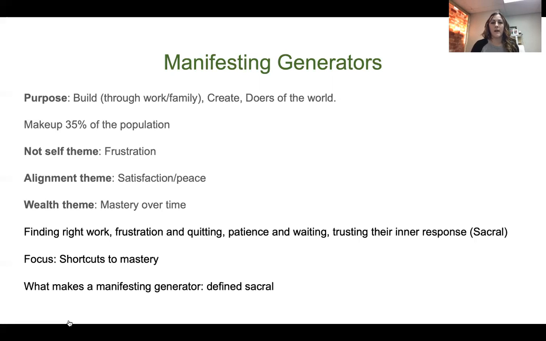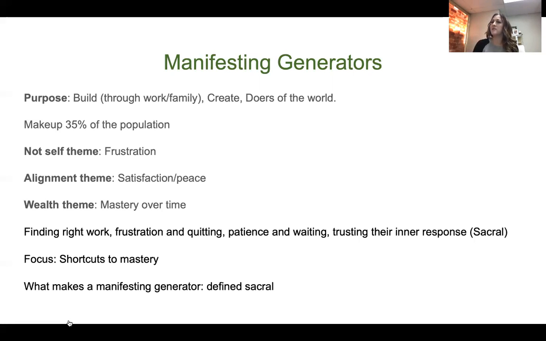So their in-alignment theme is going to be satisfaction and peace. They're going to experience the same alignment theme as the manifestor and as the generator. And then their not-self theme is going to be frustration. And I forgot to put anger. They do experience anger too when getting interrupted. And their wealth theme is the same. It's mastery over time.